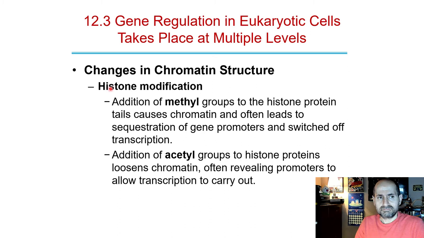Now, at the first level of regulation, you have histone modification. Remember, you can alter the chromatin structure. These histone tails can be post-translationally modified. If you add methyl groups to the histone tails, this causes chromatin to clump up. The chromatin tails move together, sequestering promoters and preventing RNA polymerase or other transcription factors from getting in there and turning on gene expression. Conversely, by adding acetyl groups, for instance, acetylating the histone tails, this causes the chromatin to relax, exposing that promoter to the RNA polymerase and the transcription factors and all these other factors that can turn on gene expression.